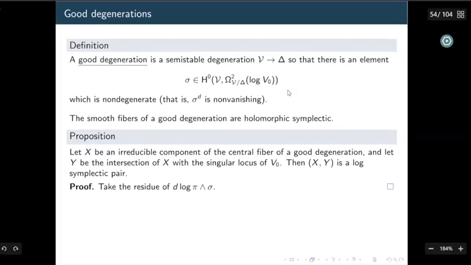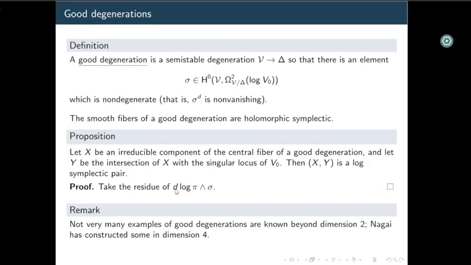So how does one prove this? It's essentially just a straightforward proof. I won't say much about this, but the proof is really straightforward, which is why it's called a proposition and not a theorem. You just take the symplectic form, the sigma here, on your good degeneration, take the wedge with d log pi, and then take the residue on each component. Then it's a local check to see that what you get is non-degenerate. So that's relatively easy.